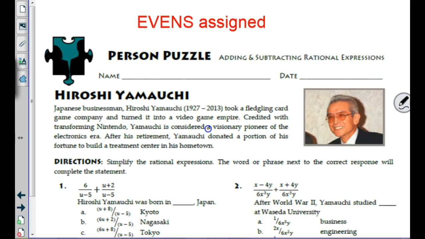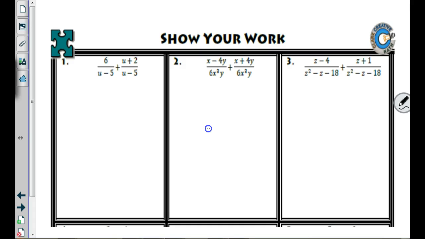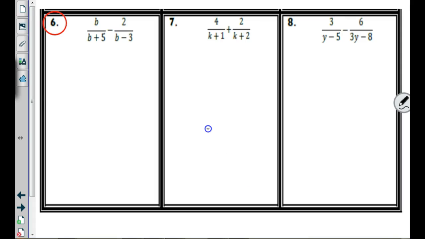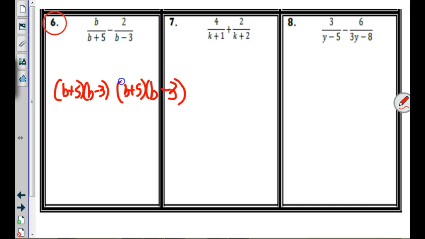All right, the second people puzzle is adding and subtracting. These you have to have a common denominator. Can I just do number 6 maybe? This is even an assigned problem. Okay. What's the common denominator going to be on number 6? B plus 5 times B minus 3. So this one needs to be multiplied by a B minus 3 over a B minus 3, which would make it what on the top? B squared minus 3B.